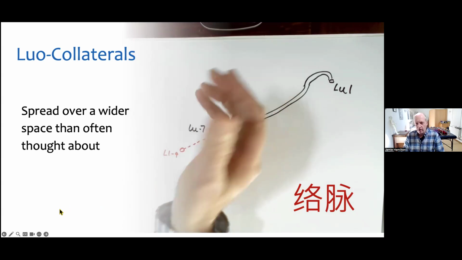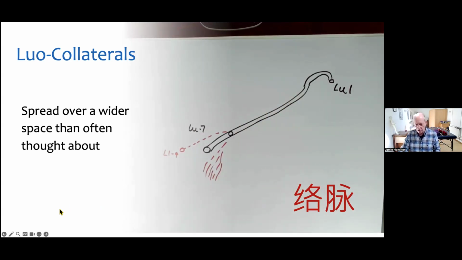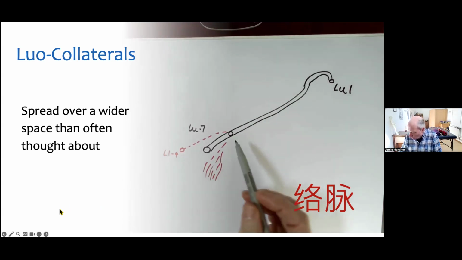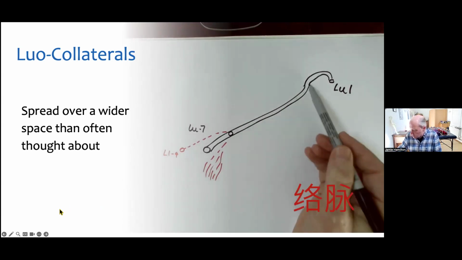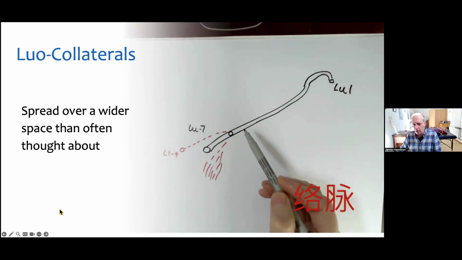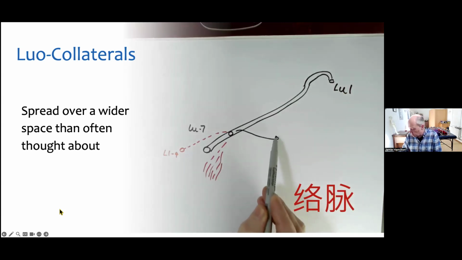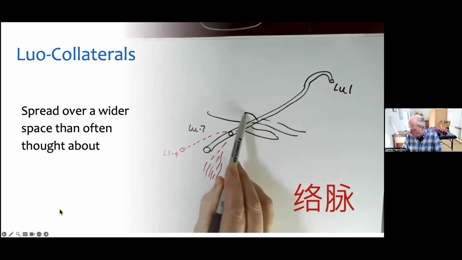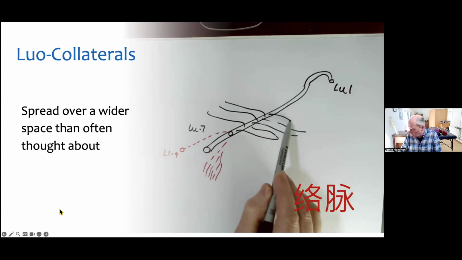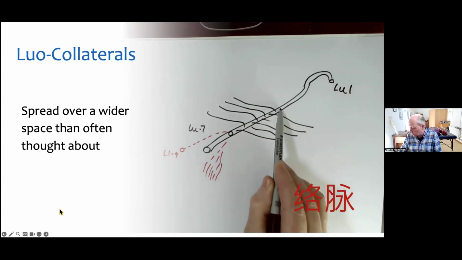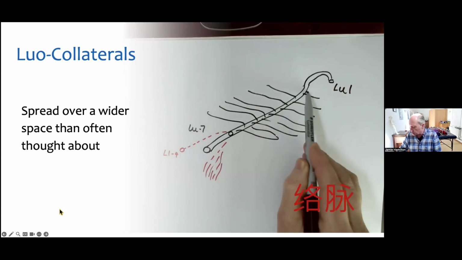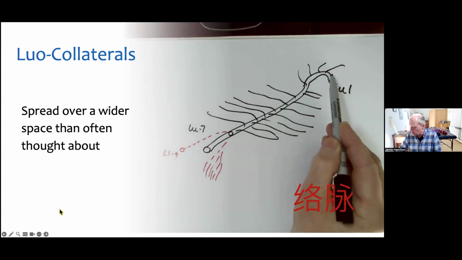So there are other ways of understanding the collaterals, and actually Dr. Wang Ju Yi believed in this way as well. And that is that the collateral system basically follows the main pathway, but it spreads out horizontally in a net. The Luo collaterals are also sometimes called the network vessels in the classics. So basically, it spreads out wherever the channel goes.